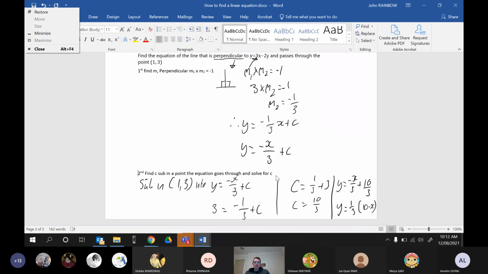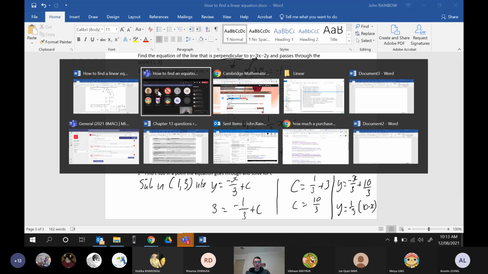So really the same thing. First find out what your gradient is, using m1 times m2 equals -1. Then substitute a point in and solve for c. If you could tell me, 0 to 5, how comfortable you feel about that, just using the rule, not understanding why that rule works, but using that rule to find the gradient. That'd be good. Let's save that and upload that to our resources as well.